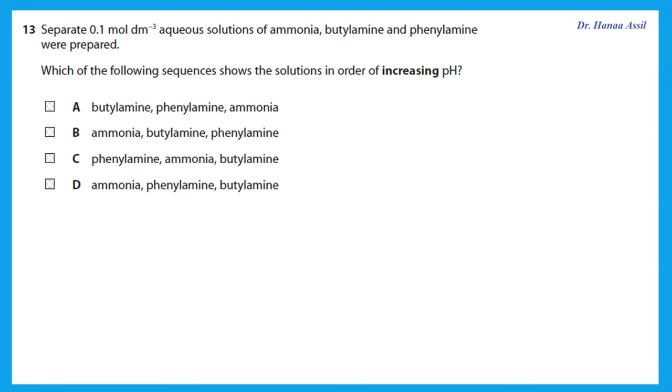Separate 0.1 mole per decimeter cube aqueous solutions of ammonia, butylamine, and phenylamine were prepared. Which of the following sequences shows the solutions in order of increasing pH? So remember, first, increasing pH means we want to start from the less basic to the more basic.